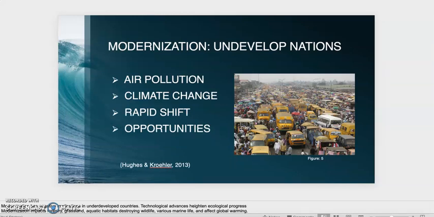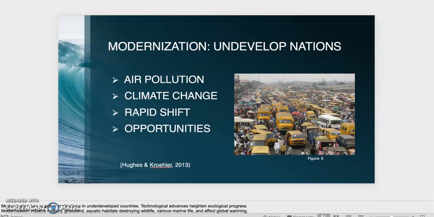Modernization has negative implications in underdeveloped countries. Technological advances heighten ecology progress. Modernization impacts forestry, grasslands, and aquatic habitats. Because of wildlife destruction, various marine life is destroyed, and global warming.